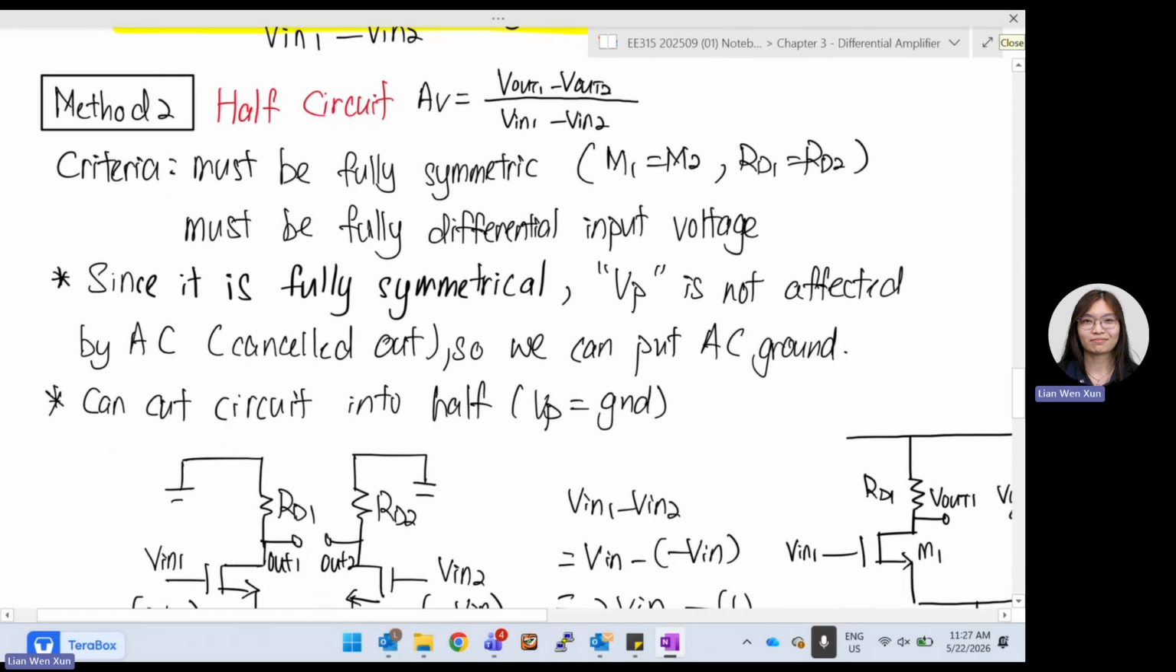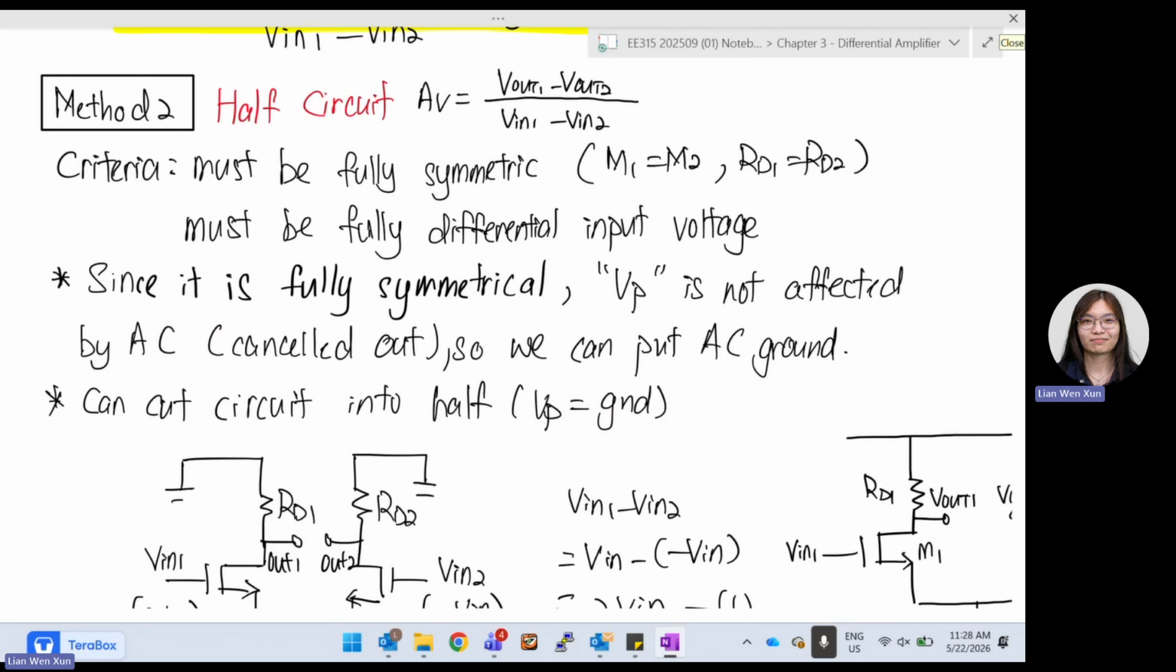The next one is what we call the half circuit method. Method number 1 is superposition. That's the very, very accurate one, where even when both V in or both V out are very different, you can still use the method. But for the half circuit method, if you want to use it, there are a few criteria.